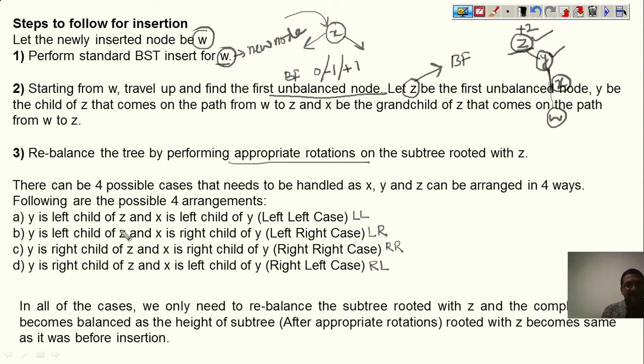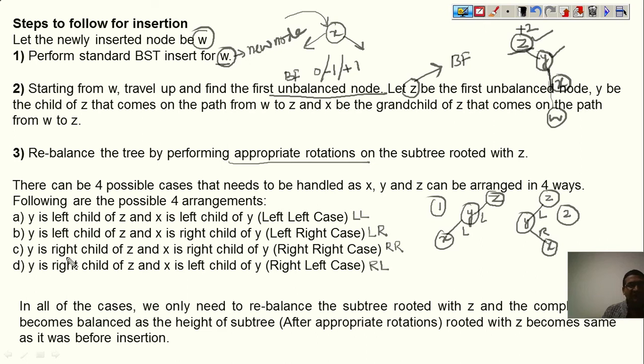Y is a left child of Z and X is a left child of Y. That means this is your Z node, this child Y is a left child and X is also a left child. So, left left. This is called the left left case, case 1. The left right case means this is your Z, Y is a left child of Z, but X is a right child of Y. So this is called the left right case. This is case number 2.